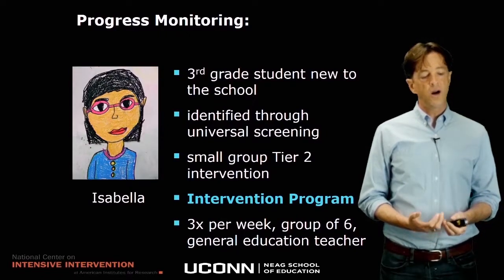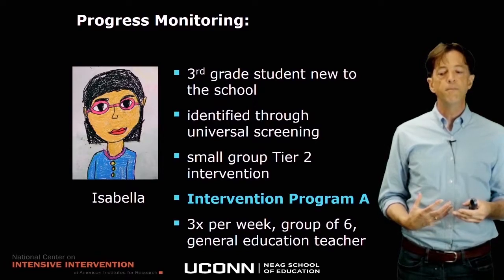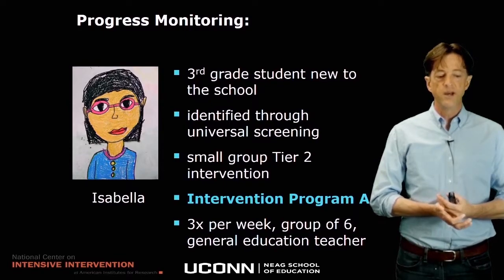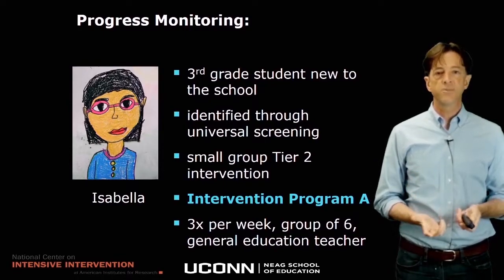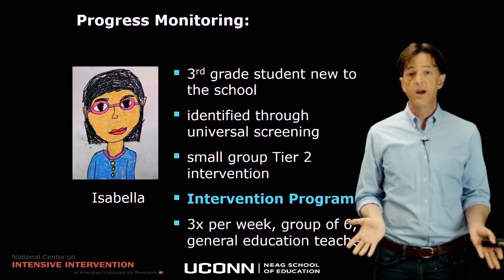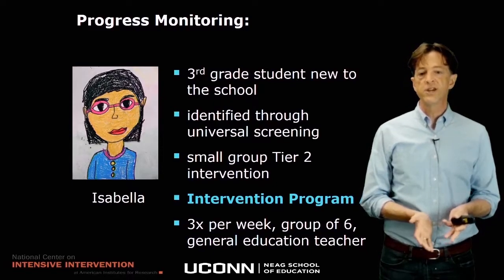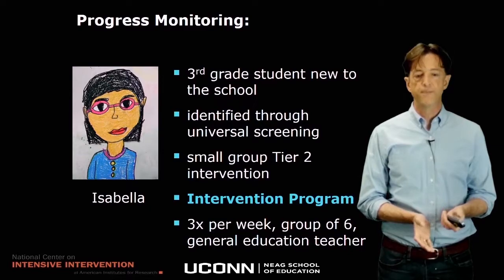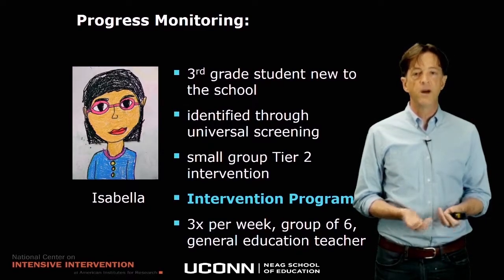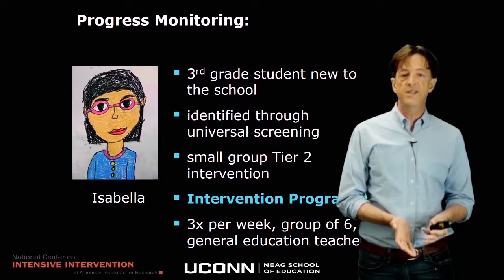So let's go back to our students and talk a little bit about how progress monitoring supports the DBI process for them. So remember Isabella, she's a student that's new to the school. As part of the MTSS process, she was identified as needing Tier 2 supplemental intervention. And so she's receiving Intervention Program A that's being delivered by the general education teacher 3 times a week and in groups of 6. So we think we made a really good decision about this program and its alignment to be able to meet Isabella's needs, but we want to see if that's actually the case.